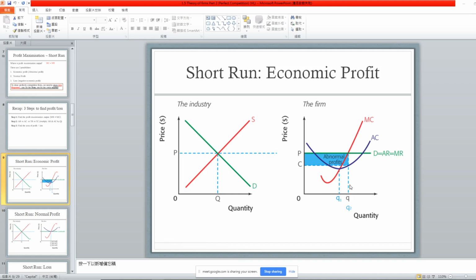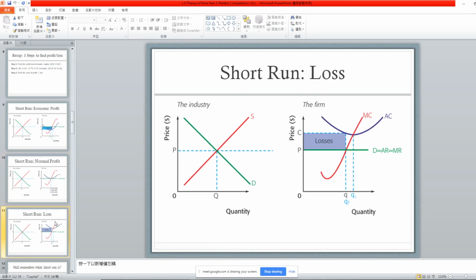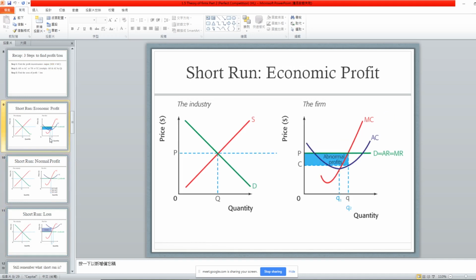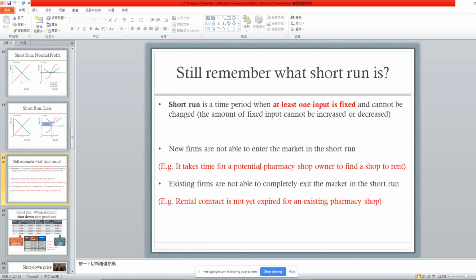Okay, and we learned something about the short run, right? So this diagram here is actually describing what will happen to the perfectly competitive firms in the short run, when they're trying to make profit maximization. And we know that there are three possibilities that we can see in the short run. We also talk about what it is going to be like in the short run when we talk about perfect competition.